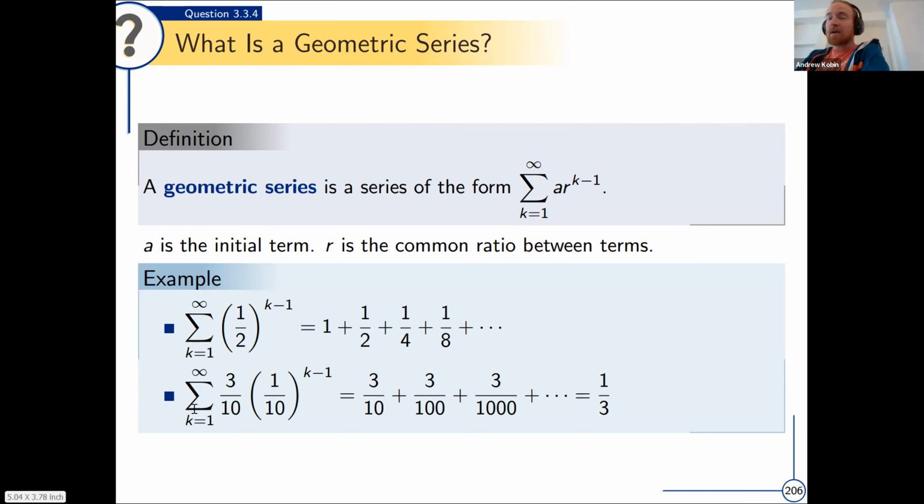Our series that we already wrote down that converged to 1/3, the infinitely many terms look like 3/10, 3/100, 3/1000. The way to think of it is we start with the initial term, a equals 3/10. That's the first thing in the lineup. And then to get to the subsequent terms, we just have to multiply by an additional power of 10 in the denominator. So in this case, we see the geometric series is of the form 3/10, that's a, times r, which is 1/10, raised to the powers of k.